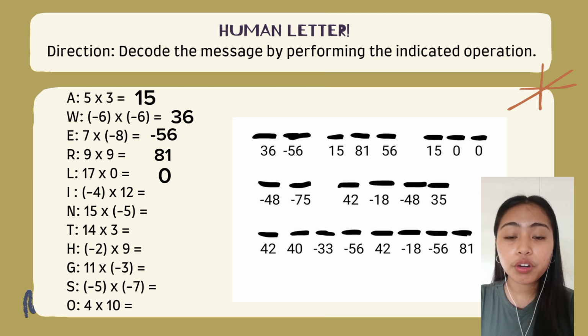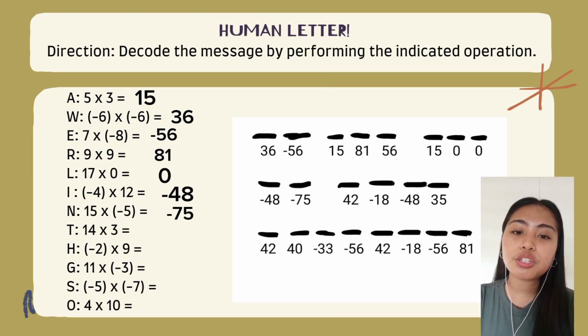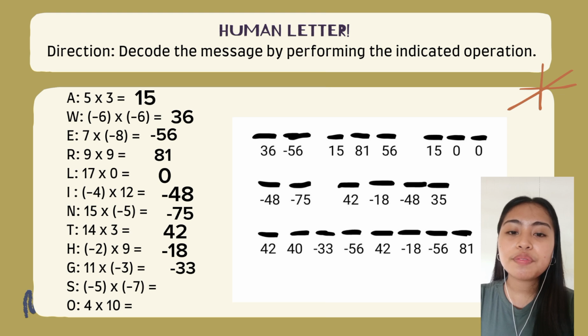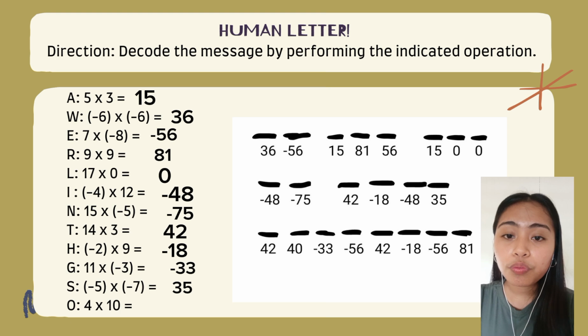For I, negative 4 times 12 is equal to negative 48. For N, 15 times negative 5 is equal to negative 75. For T, 14 times 3 is equal to positive 42. For H, negative 2 times 9 is equal to negative 18. For G, 11 times negative 3 is equal to negative 33. For S, negative 5 times negative 7 is equal to positive 35. And for O, 4 times 10 is equal to positive 40.